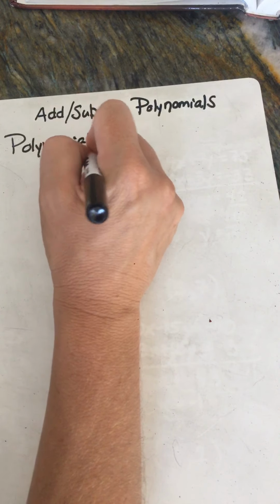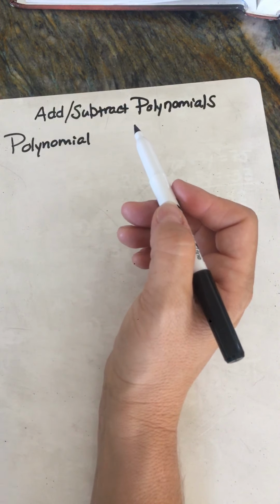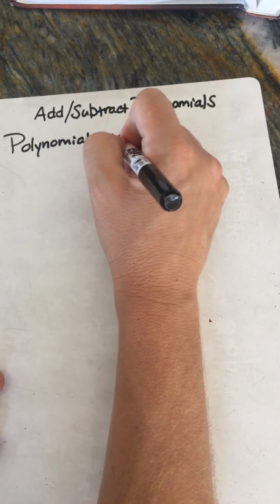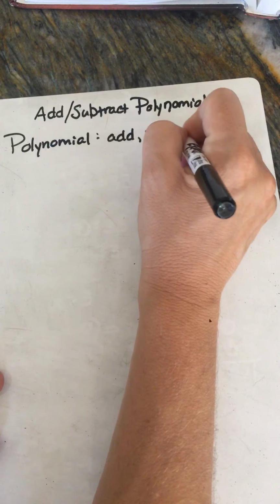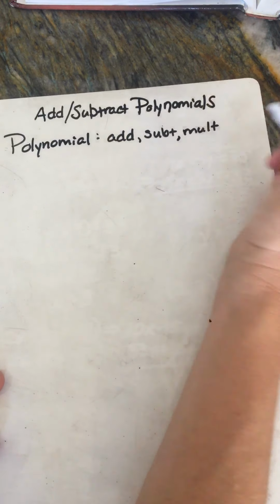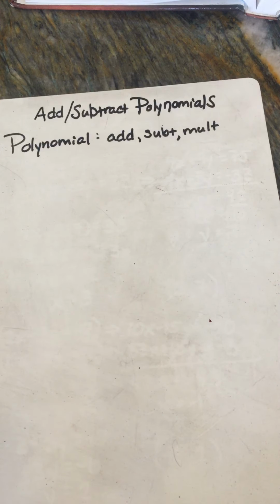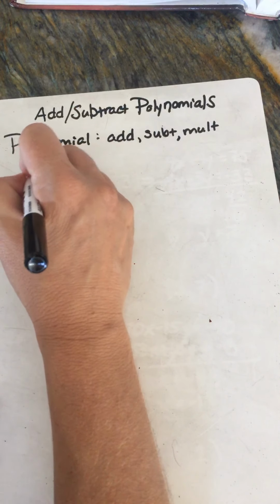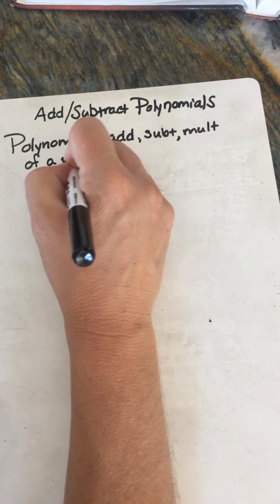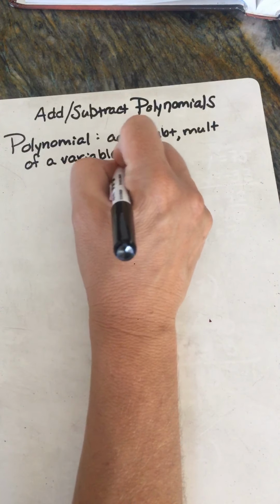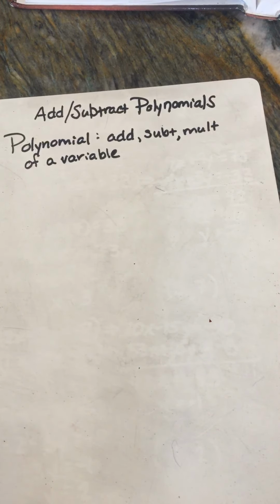Poly means many. Nom is like number. So a polynomial actually has addition, subtraction, and multiplication. It's only those three operations. So it's addition, subtraction, multiplication of a variable. Anything with division in it does not make it a polynomial. It becomes something else. And we'll talk about that in another section or so. So polynomials: adding, subtracting, multiplying, multiplication of a variable, and you can do it with several at once.